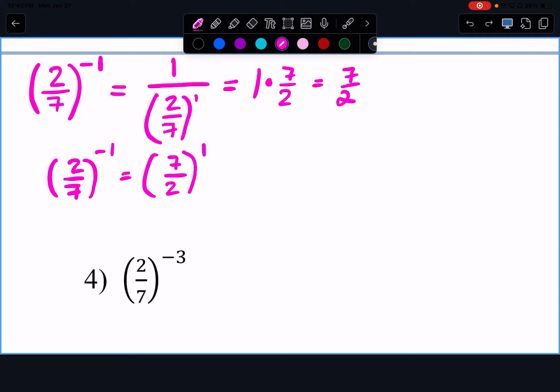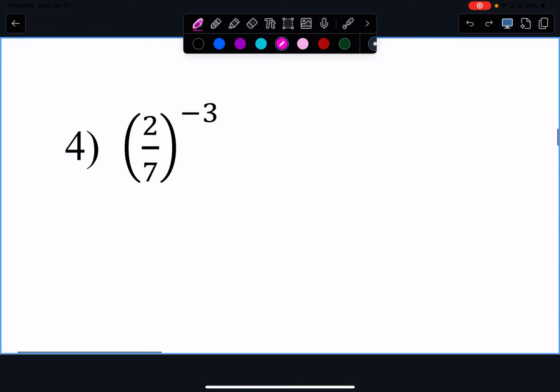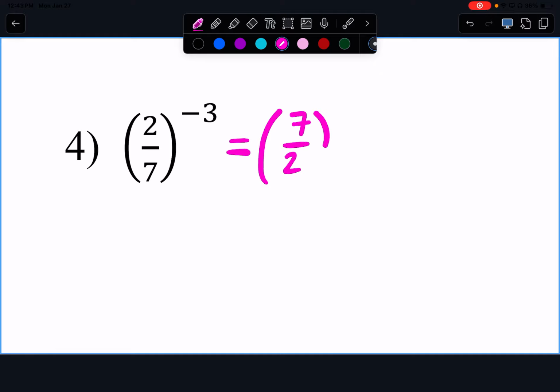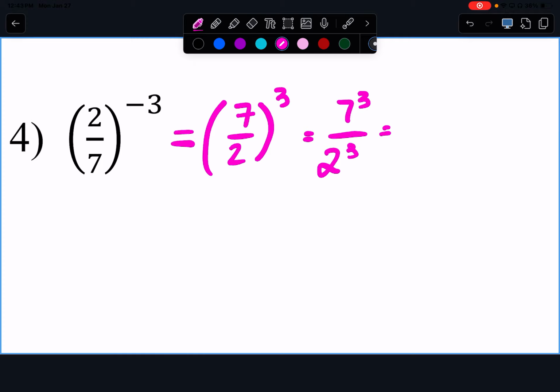So once we do this, okay, I'm going to come down here and I'm going to do this actual problem. So the whole thing is being raised to a negative power. So since the whole thing is being raised to a negative power, what do I need to do with it? What do I need to use? To flip it, or the reciprocal. So we're going to say 7/2 to the 3rd power. So we get 7 cubed divided by 2 cubed. What is 7 cubed? 343. Then we're going to divide that by what is 2 cubed? 8. And that is our answer.